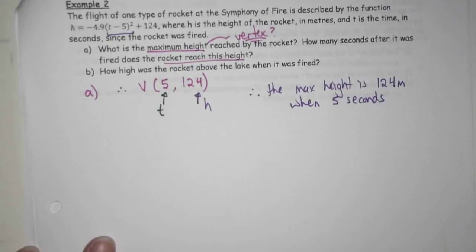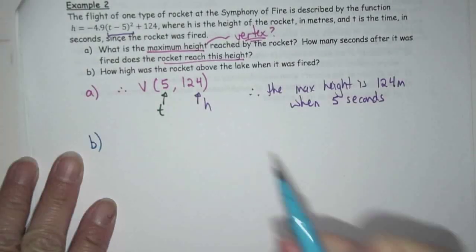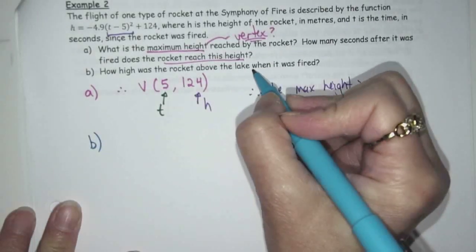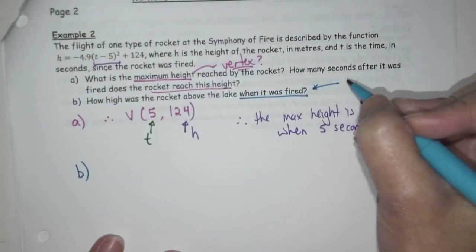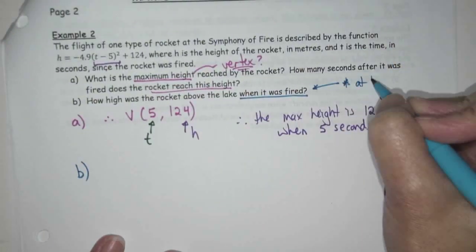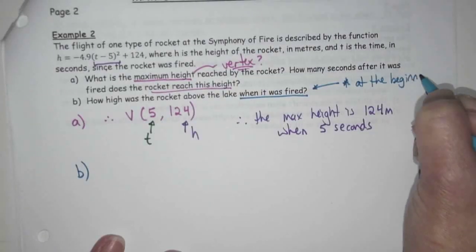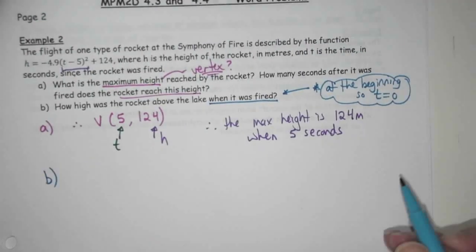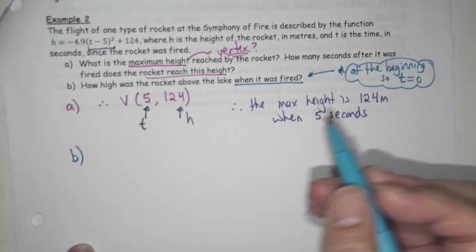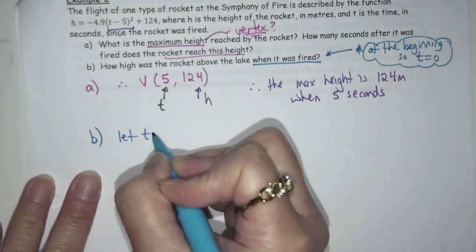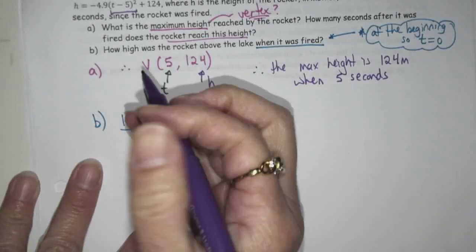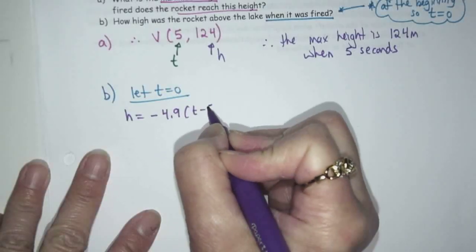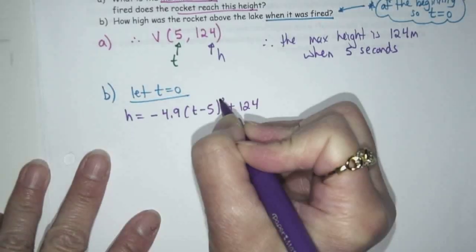So that's it. For B, it says, how high was the rocket above the lake when it was fired? When it was fired means at the beginning. So t equals 0. So you have to know these words. When it was fired is at the beginning, so when t equals 0. So you're going to let t equal 0 and sub that into your equation. So h equals negative 4.9, t minus 5 squared plus 124.